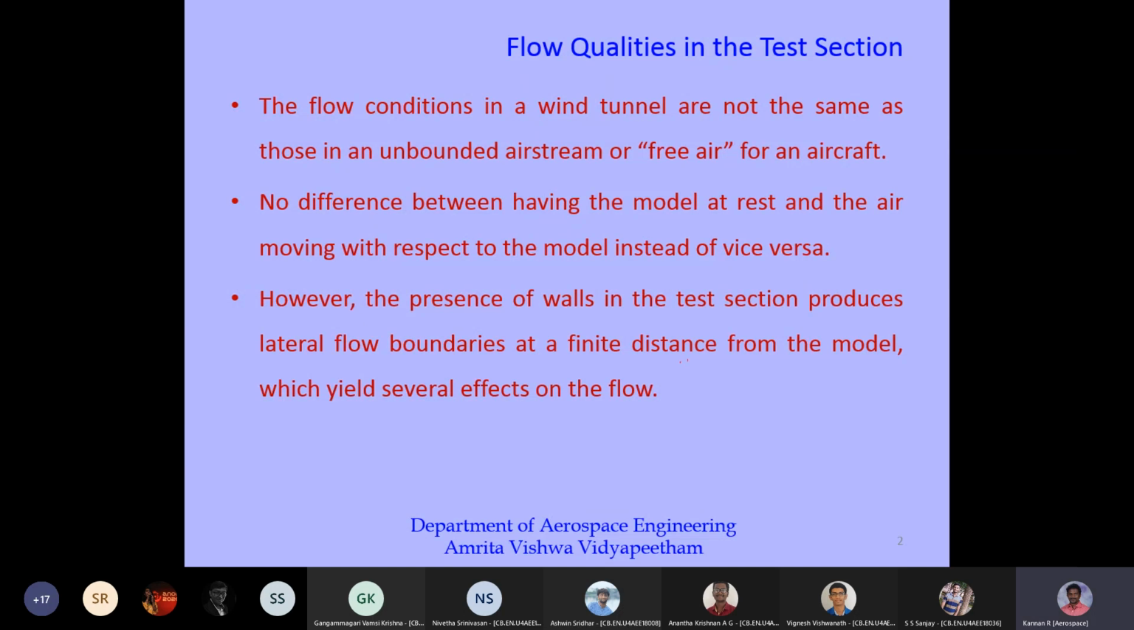Quick, sir. What is the purpose of the test section here, sir? What are you going to do in the test section? See, the purpose of the wind tunnel is we are going to simulate the real-time flow situation. Is it right? Yes, sir. Real-time flow characteristics, we are going to generate.